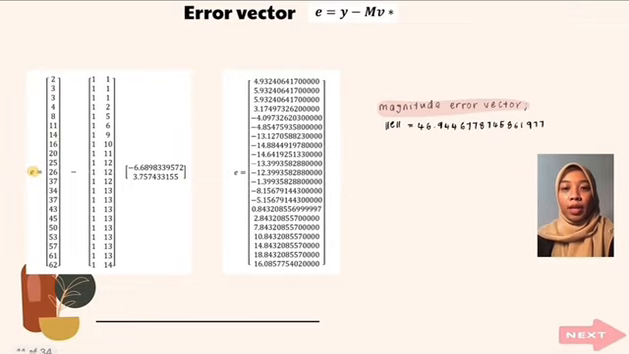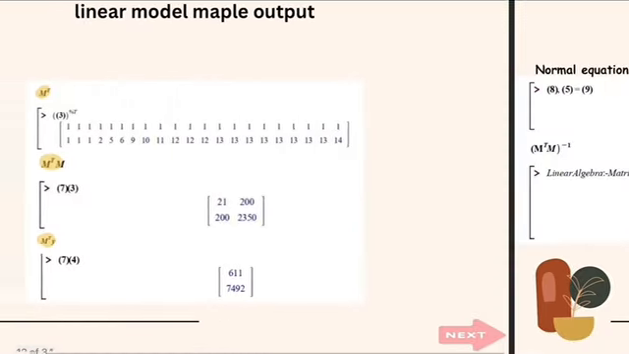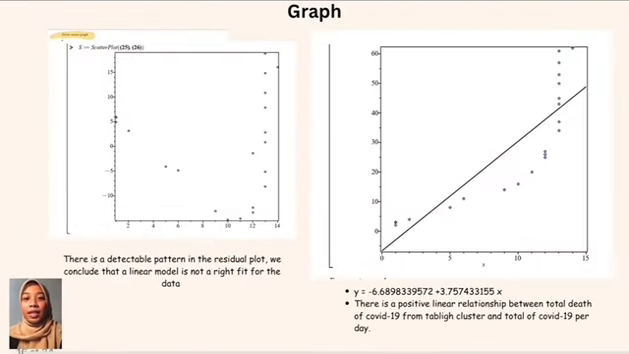Moreover, to get the error vector, we can substitute the values of y, M, and V into the formula given. After that, we can get the magnitude of the error vector. This is the linear model Maple output. This is the error vector graph for linear model. As we can see, there is a positive relationship between total death of COVID-19 from public cluster and total of COVID-19 per day.